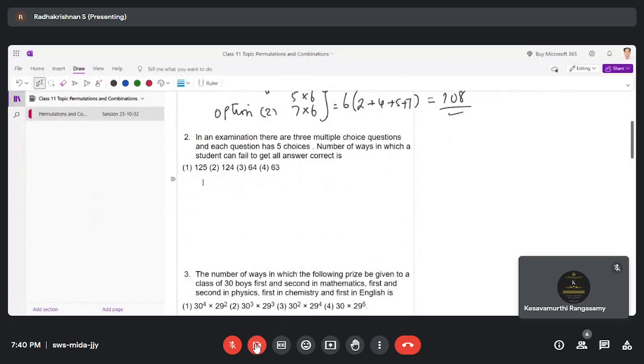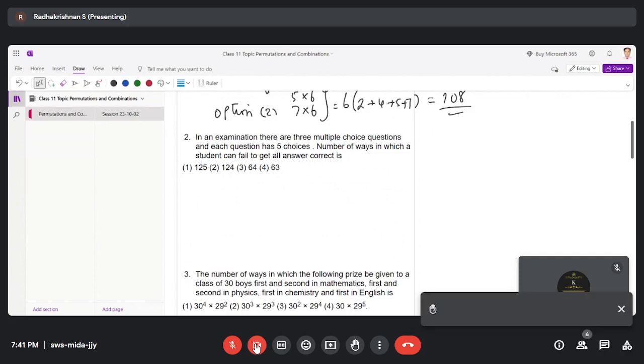In an examination, there are 3 multiple choice questions, and each question has 5 choices. To get all answers correct, whenever they ask like this, does anybody have any thought on how we can solve this, or has anybody done this? Using permutation. Yes. The number of ways in which a student can fail to get all answers correct. If there are 5 choices, 1 is right, so the chance that it's wrong is 4 out of 5. They are asking to find the number of ways in which a student can fail to get all answers correct.